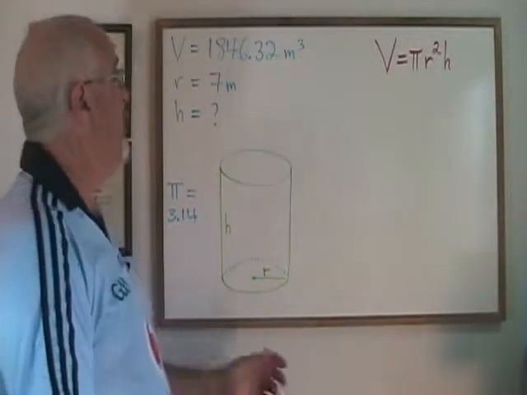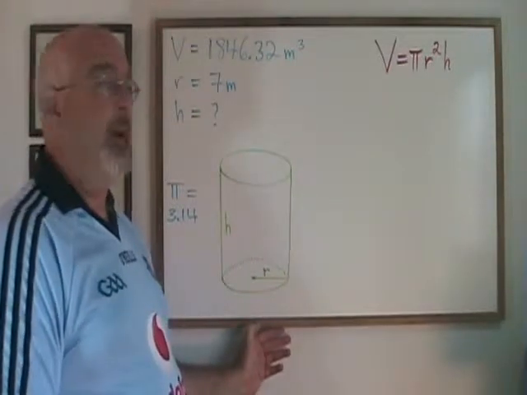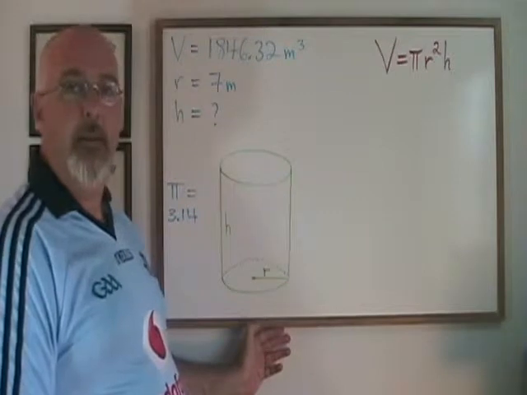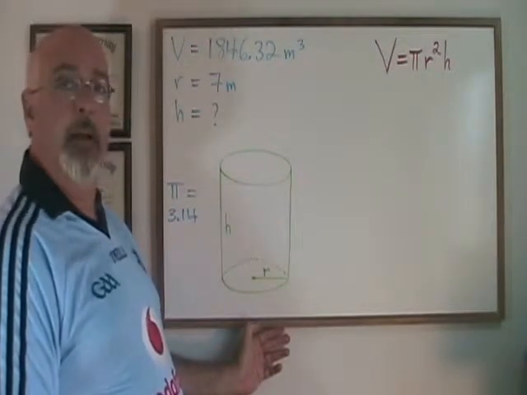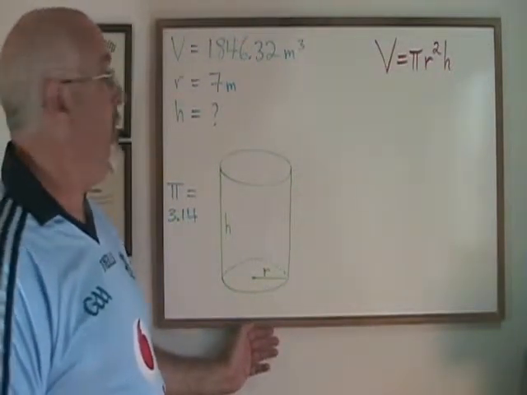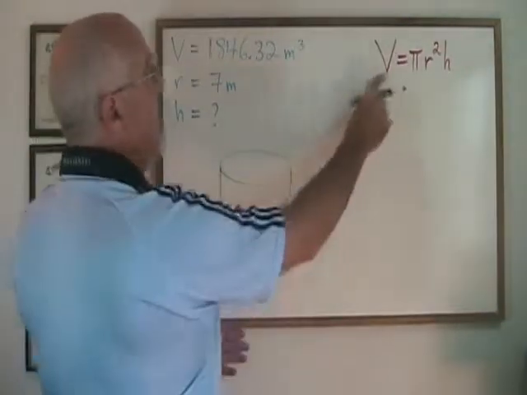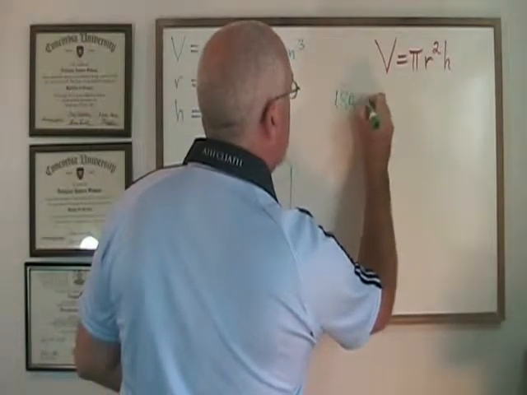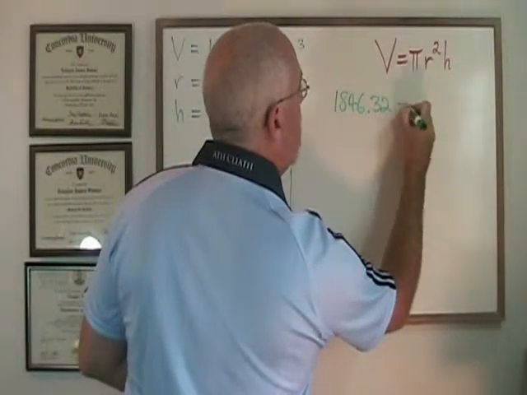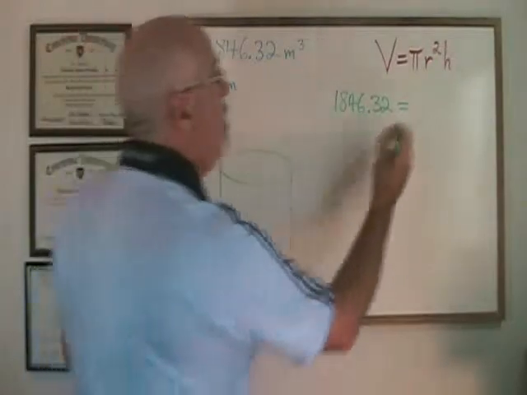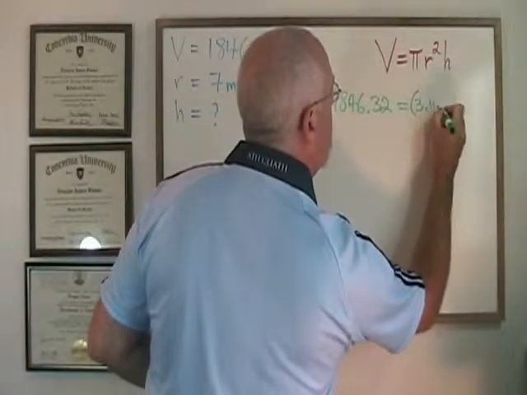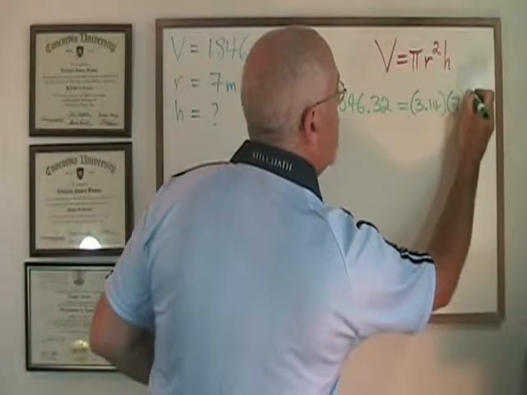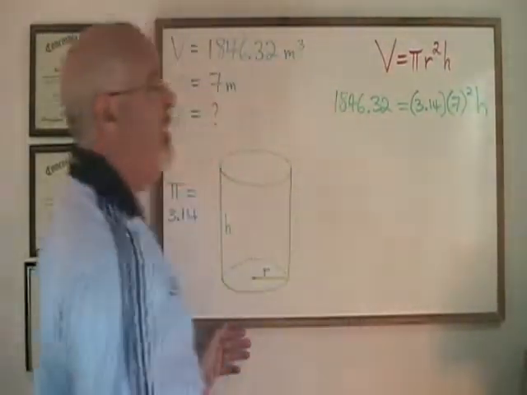In this example, we are given the volume, 1,846.32 meters cubed, and the radius, 7 meters, and we are being asked for the height. Plugging the values we have into the equation and solving for h, V is replaced by 1846.32. Pi is 3.14. R is 7, and h is our unknown.